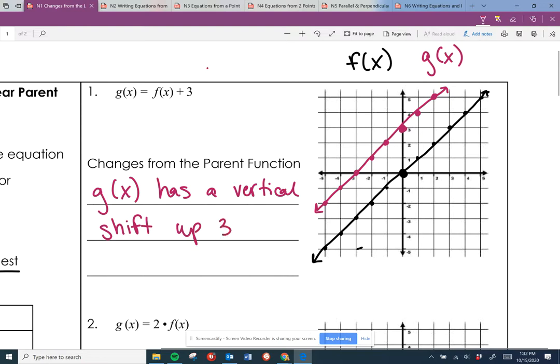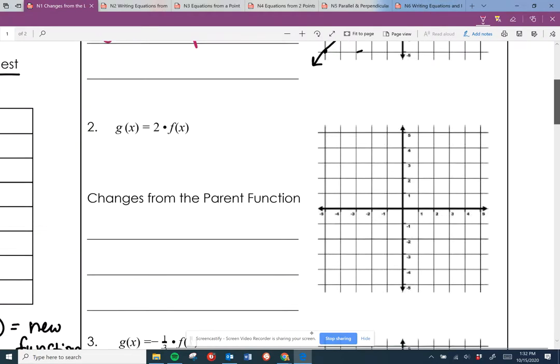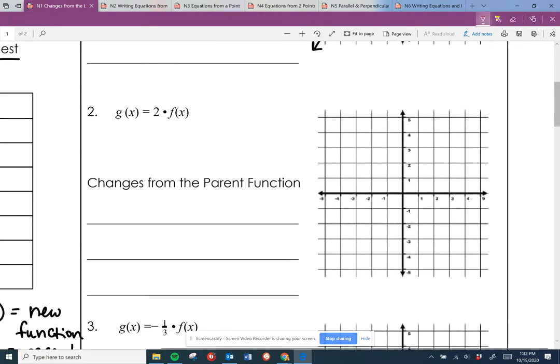Okay, now let's look at the next one. Again, the first thing that we're always going to do is plot our parent function. So I'm going to do that again in black, our f of x equals x, the parent function, and I'm going to say, okay, it starts here at 0, 0, and it has a slope of up 1 over 1, down 1 here. Okay, so this is going to be my parent function.